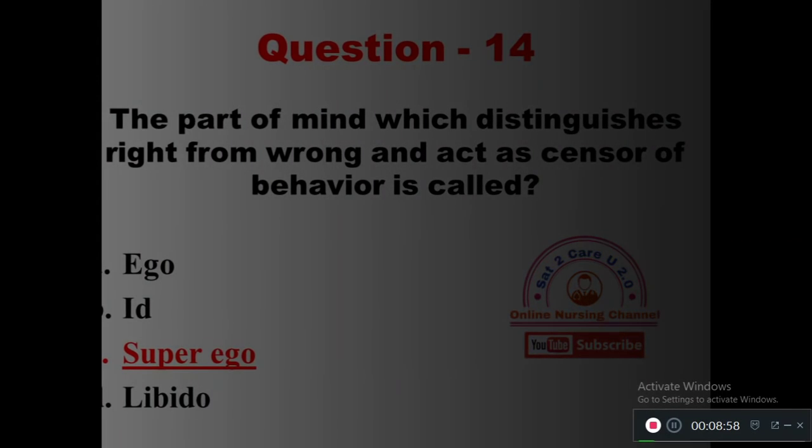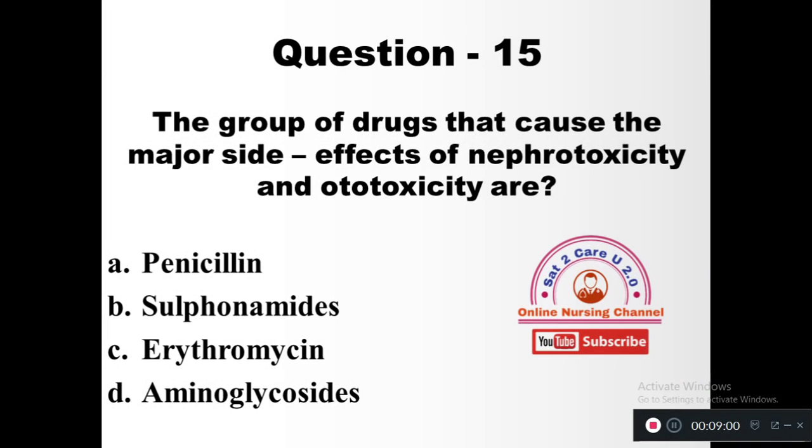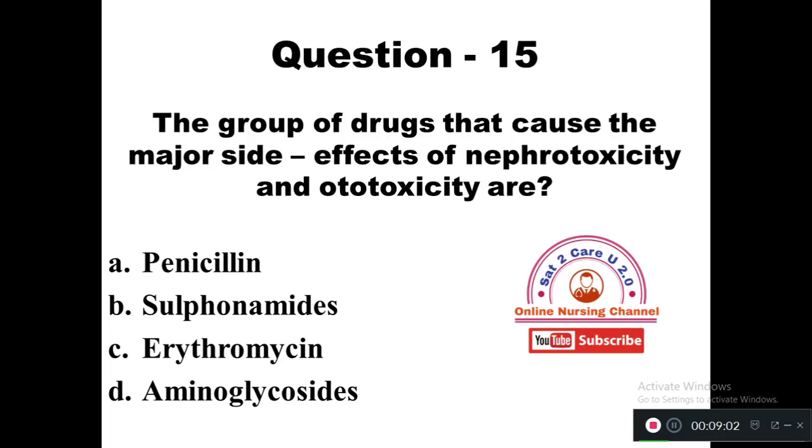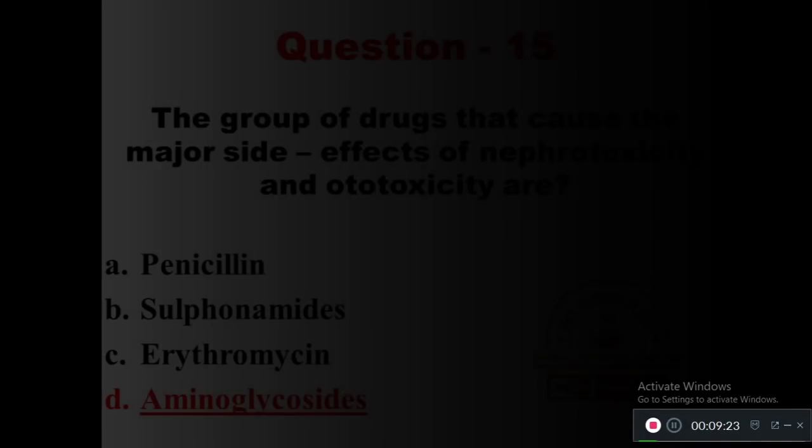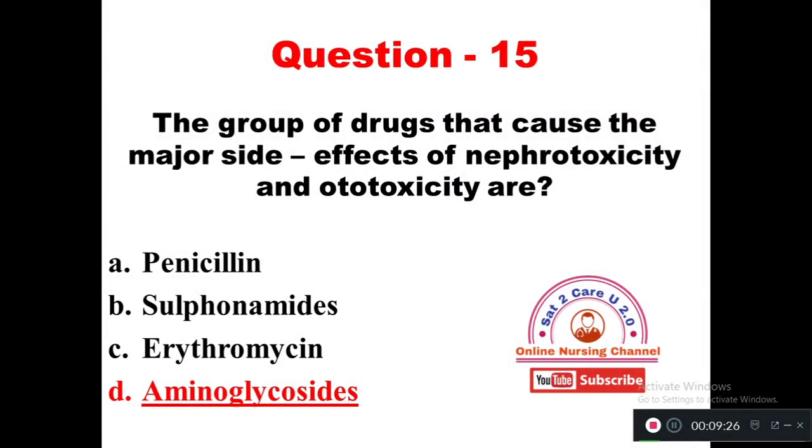Question number 15. The group of drugs that cause the major side effects of nephrotoxicity and ototoxicity are option A penicillin, B sulfonamides, C erythromycin, and D aminoglycoside. The right answer is aminoglycosides, which cause ototoxicity as well as nephrotoxicity.